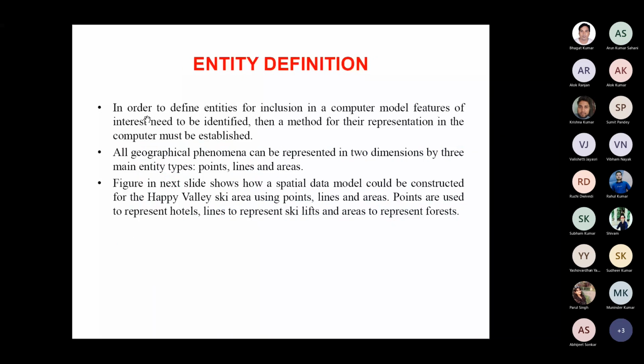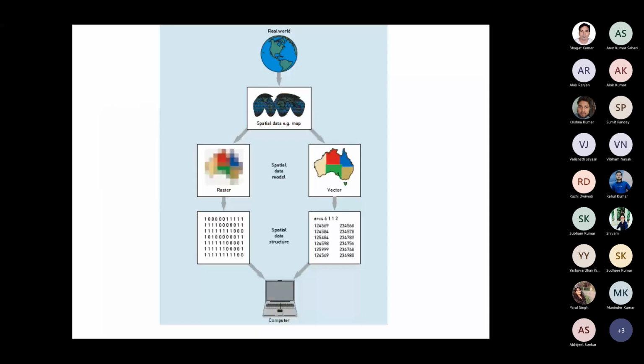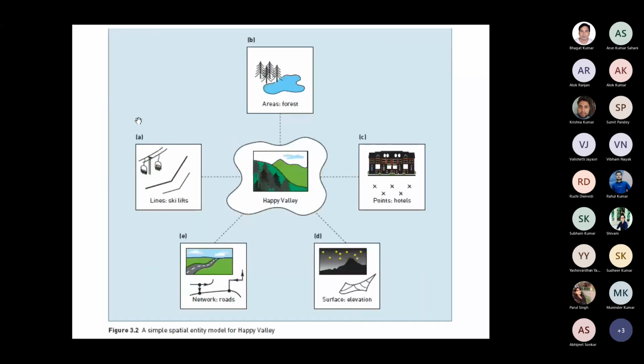There is an example of Happy Valley, taken from the book by Ian Heywood. From this example, you can see that in the Happy Valley there are so many things, like hotels, forest, skiing lift, road network, elevation. There are so many data over there, and several other data also. But when they are making a model for the tourists, they select those things in which the tourists will be interested. So once they have identified forest, skiing lift, hotel, road and elevation, the next thing they need to decide is which spatial entity type they will take.